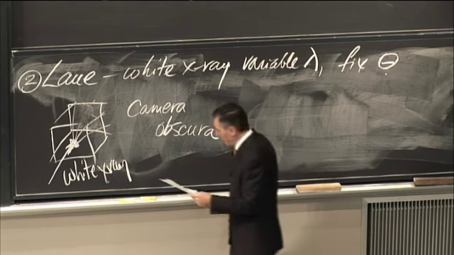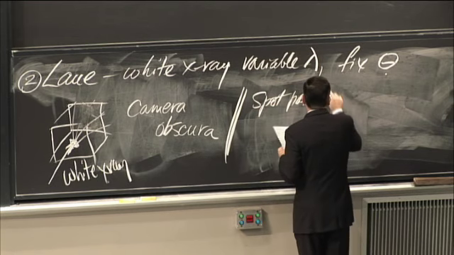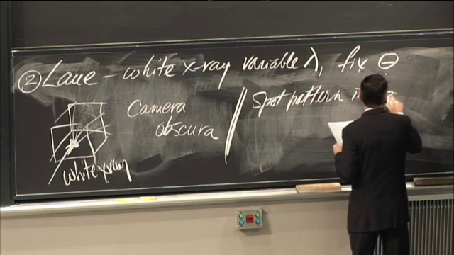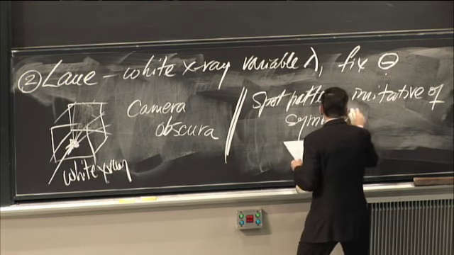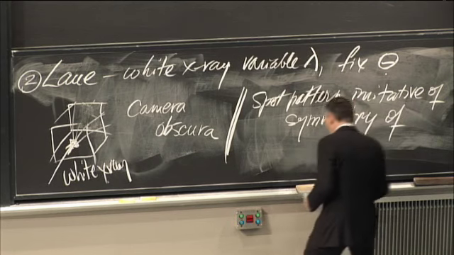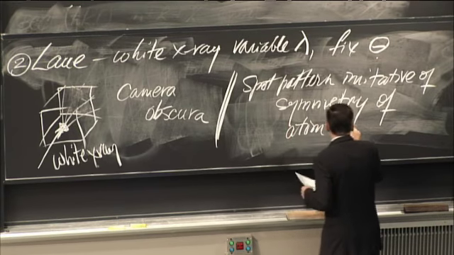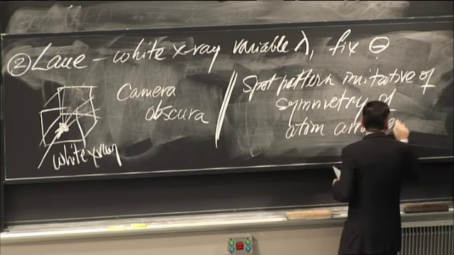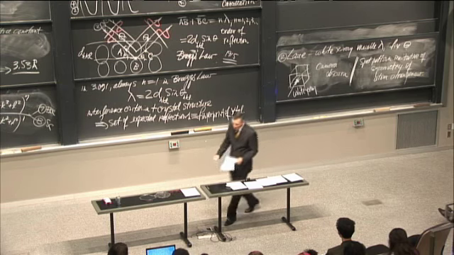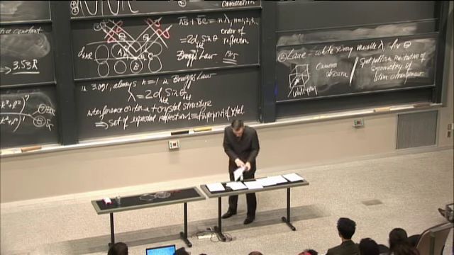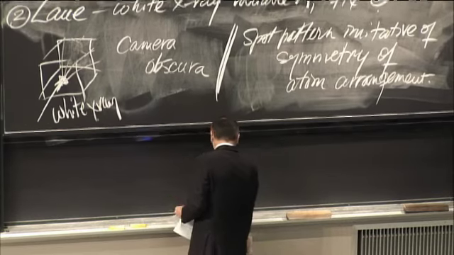I get a spot pattern, and the spot pattern is imitative of the symmetry of atomic arrangement. So I have to say a little bit about symmetry, so we know what that means. So let's take a look at symmetry. I'm going to talk a little bit about rotational symmetries.